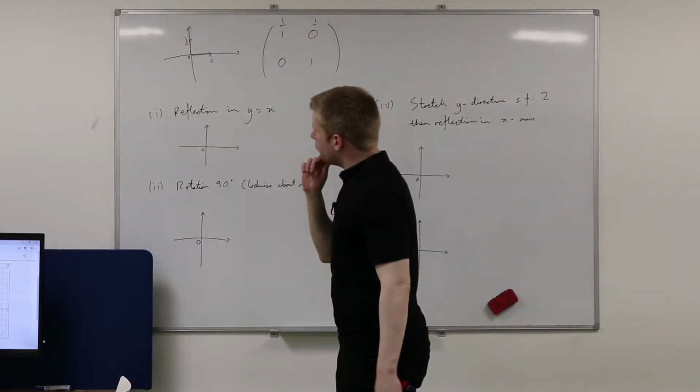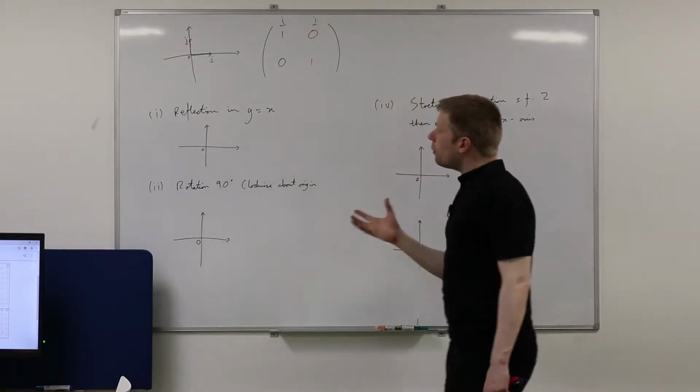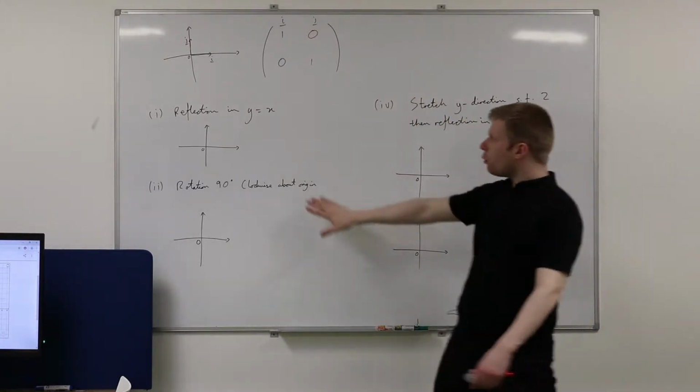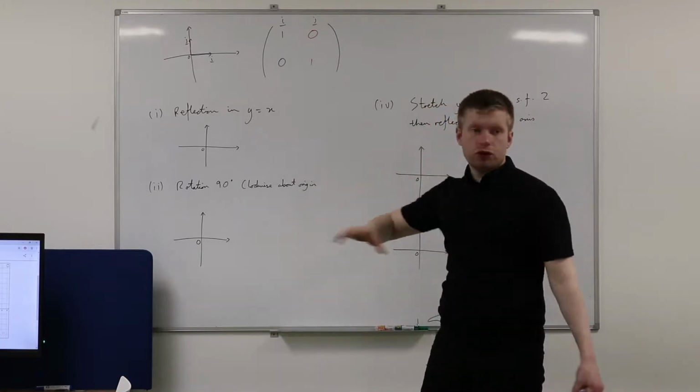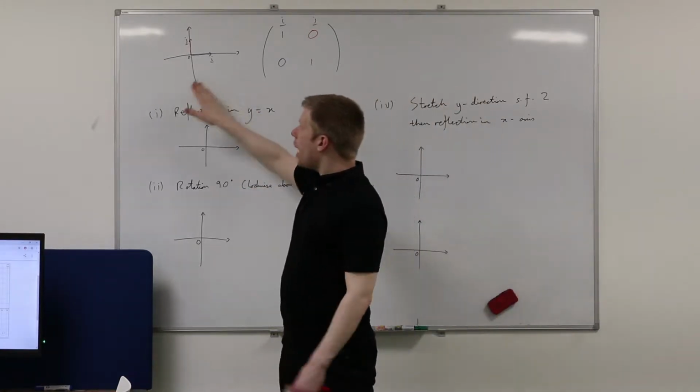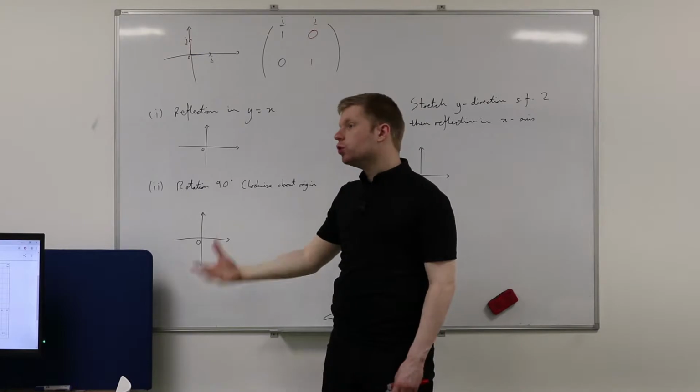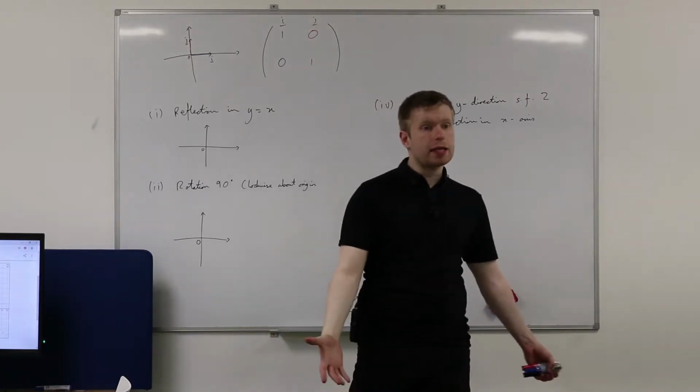Let's have a look at questions 1, 2, and 4. So effectively, all I'm asking you to do is think about what each of these transformations are doing and just see where i and j end up, and then that is your new transformation matrix. It's as simple as that.